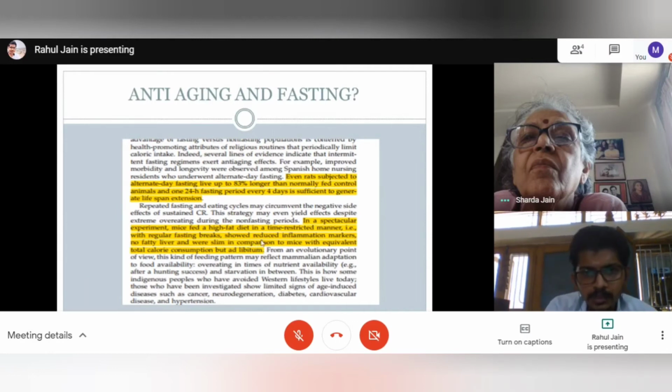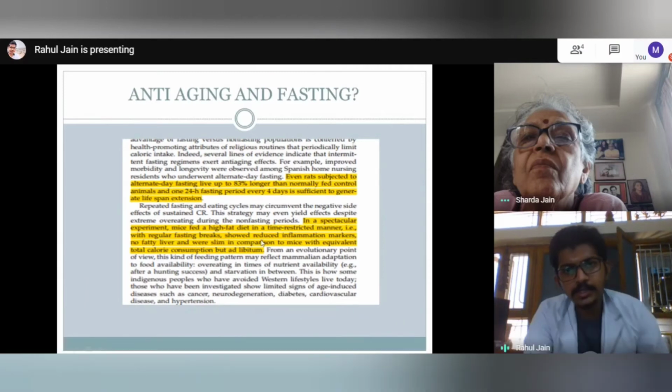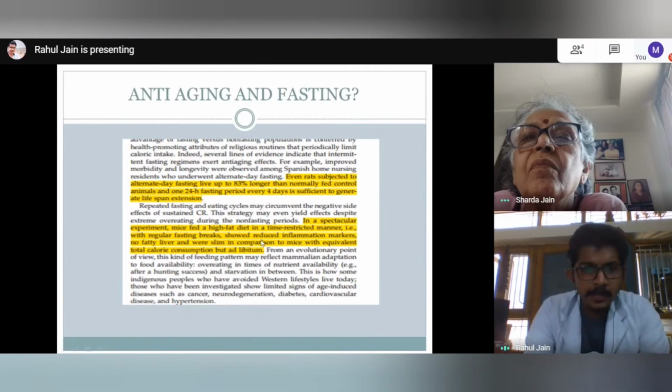So even Harrison says these lines. It's very true that anti-aging is associated with intermittent fasting, and fasting is very important to cause anti-aging effects. Basically, it is the calorie restriction, and we'll understand more about it in further slides, how calorie restriction helps us in fasting.